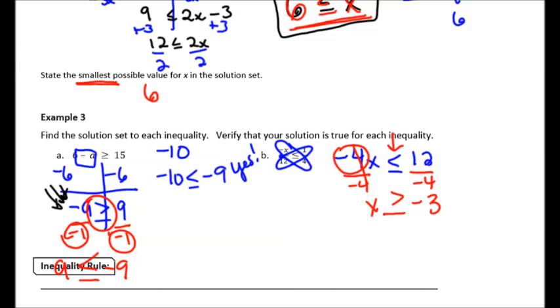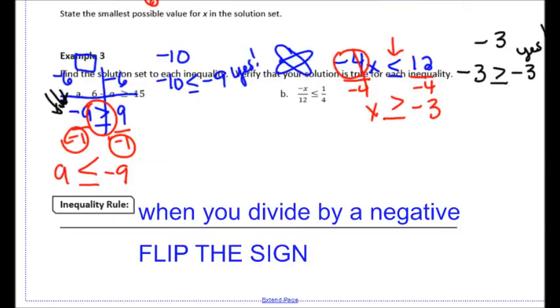Could I put a -3 in there? Could I say -3 is greater than or equal to -3? Yes, I can. So the inequality rule is: when you divide by a negative, okay, so see how we were dividing by this -1 in this equation? We're dividing by this -4 in that equation. Anytime you divide by a negative, you have to flip the inequality sign.